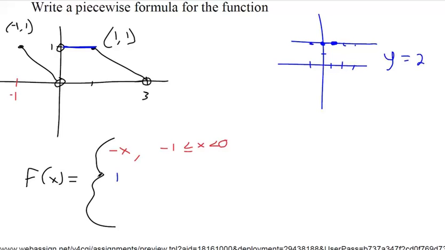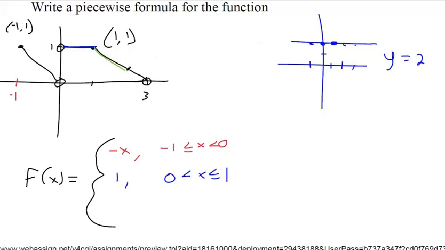Because remember, with piecewise functions, it's like you're saying y equals 1, y equals -x. So 1 is all you have to write here. It's a straight constant. And that happens between 0 on the x-axis, right? And 1 on the x-axis. So 0 is less than x, which is less than or equal to 1.